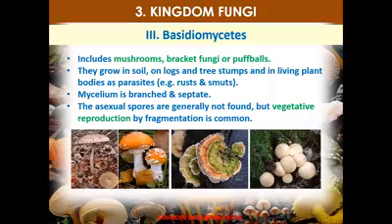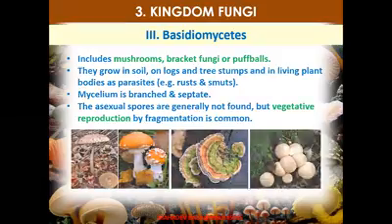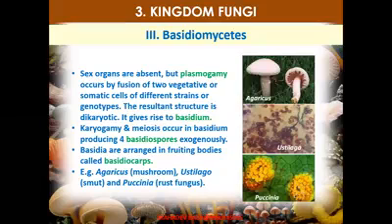And another group is called the Basidiomycetes. It includes mushrooms. Mushrooms come under this, and also the bracket fungi or puffballs; you can see puffballs in the last diagram. They can grow in soil, on logs and tree stumps, and in living plant bodies as parasites, rusts and smuts. Mycelium is branched and septate. The asexual spores are generally not found, but vegetative reproduction by fragmentation is very common in Basidiomycetes. Mushrooms are an example, and they are also used as food.